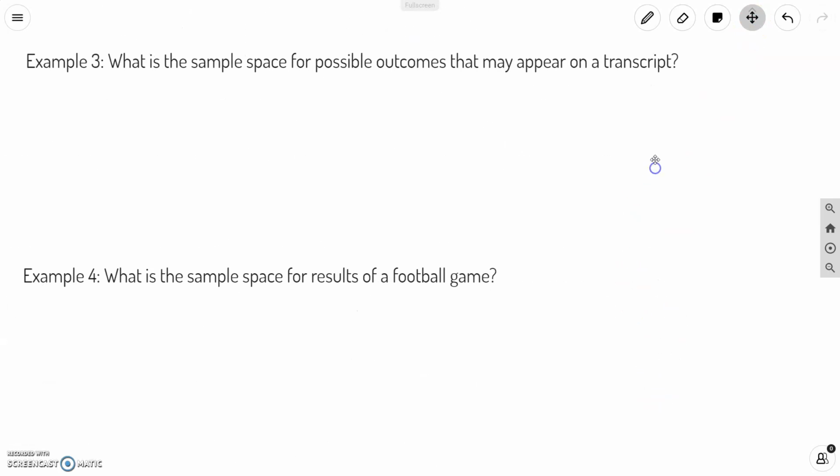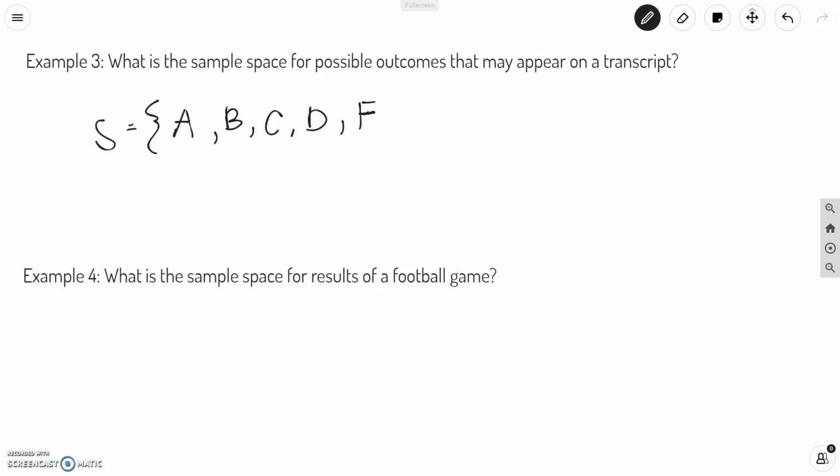Now our next example is, what is the sample space for possible outcomes that may appear on a transcript? What are some possible letter grades that you can get for a class or on your transcript? You can get the letter A as your grade. You can get a letter B, C, D, and F. Now, is this our complete list of all possible outcomes?